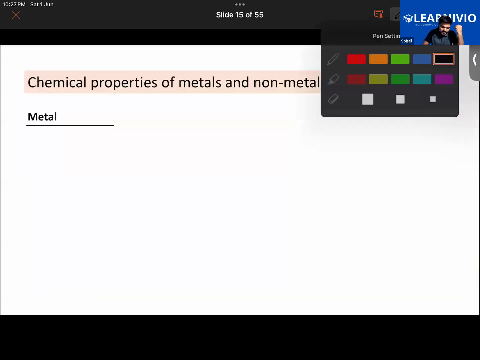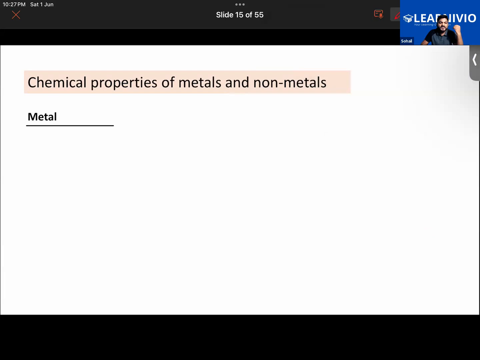Now we are going to learn about the chemical properties of metals and non-metals. While we were talking about the physical properties, we were looking at the physical aspects only: how they look, what state they exist in, do they produce sound, do they conduct electricity. Now let us understand the chemical properties of metals and non-metals.